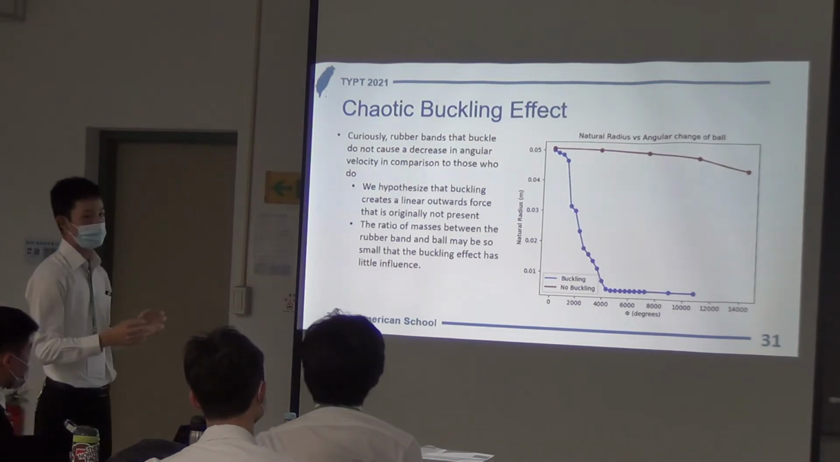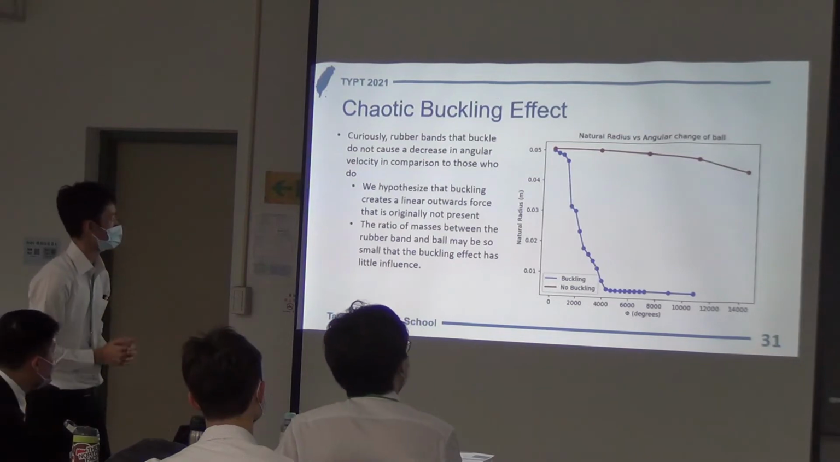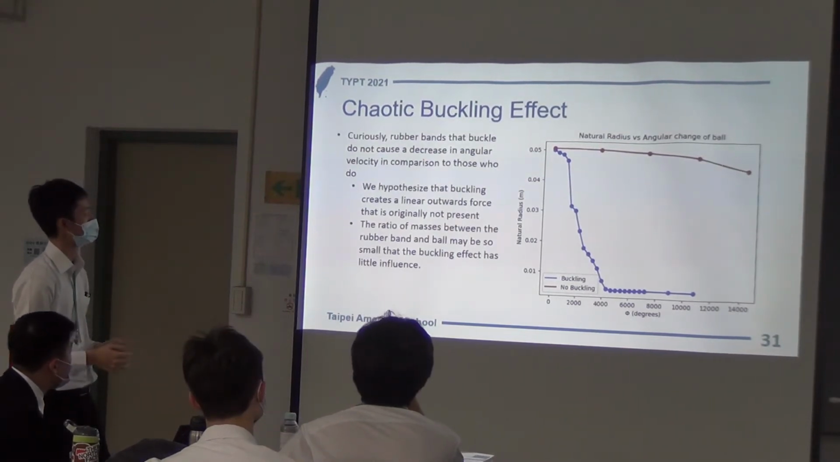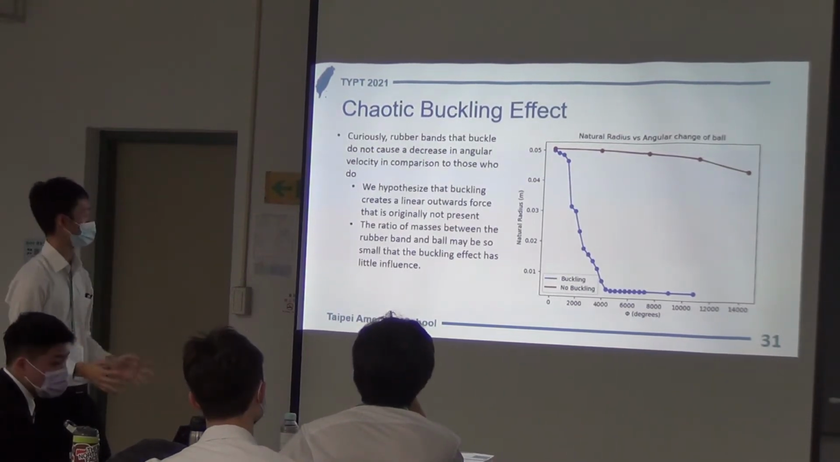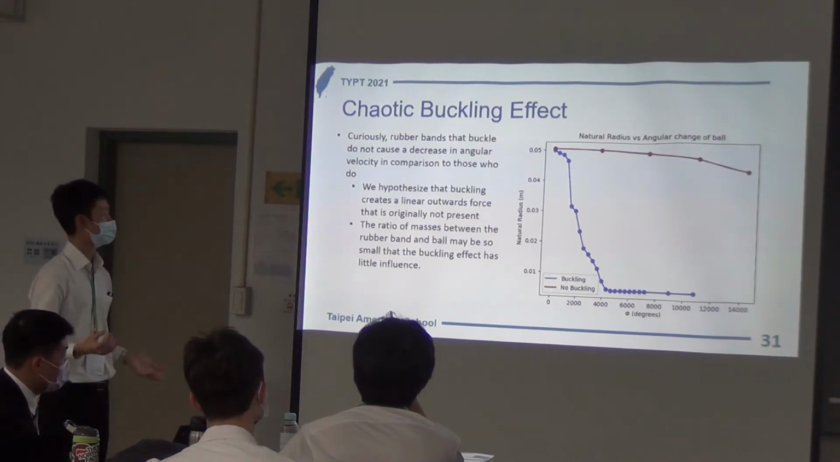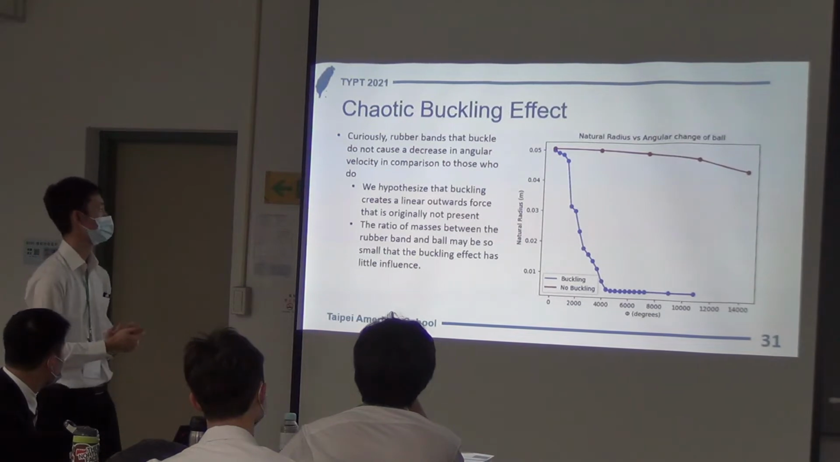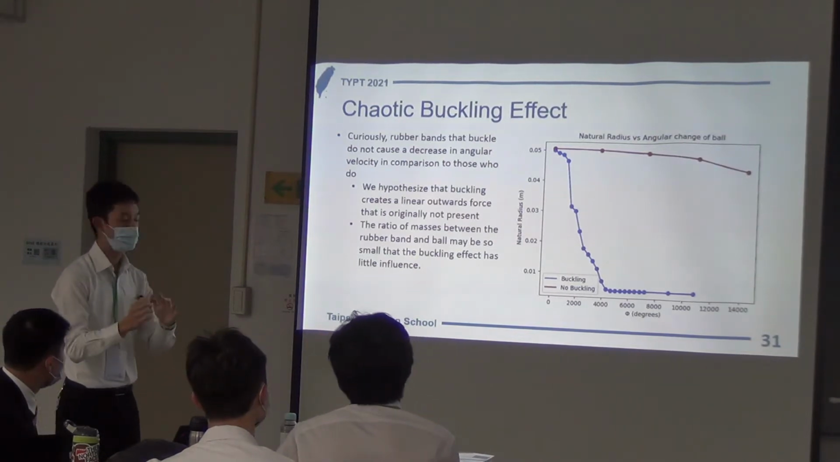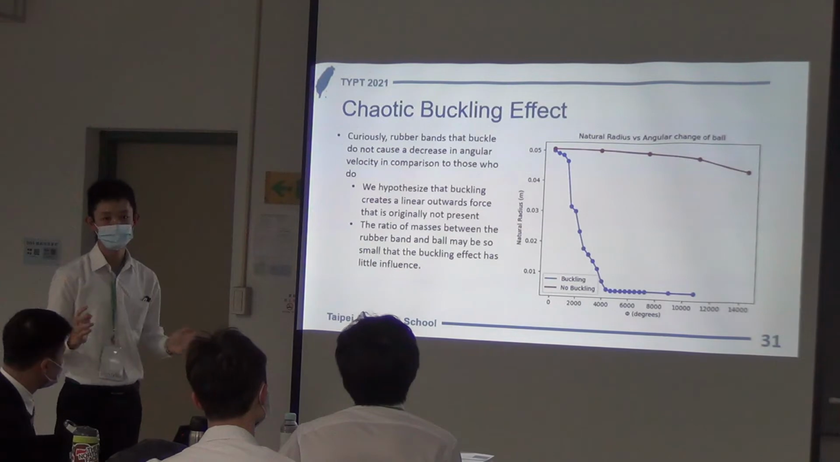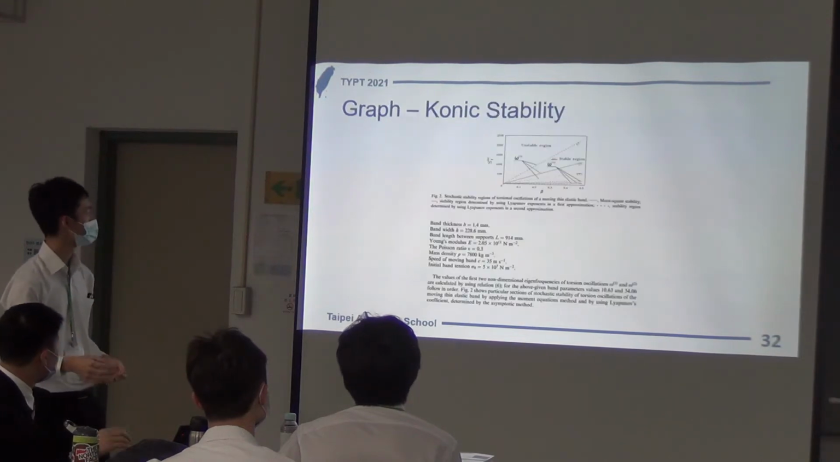But we also noticed that, curiously, the rubber bands that buckle actually do not cause a decrease in angular velocity in comparison to the rubber bands that do not. We hypothesized that this may be because buckling creates some kind of linear outward force that was originally not present. Also, the ratio of the masses between the rubber bands and the balls may be so small that the buckling effect has very little influence.